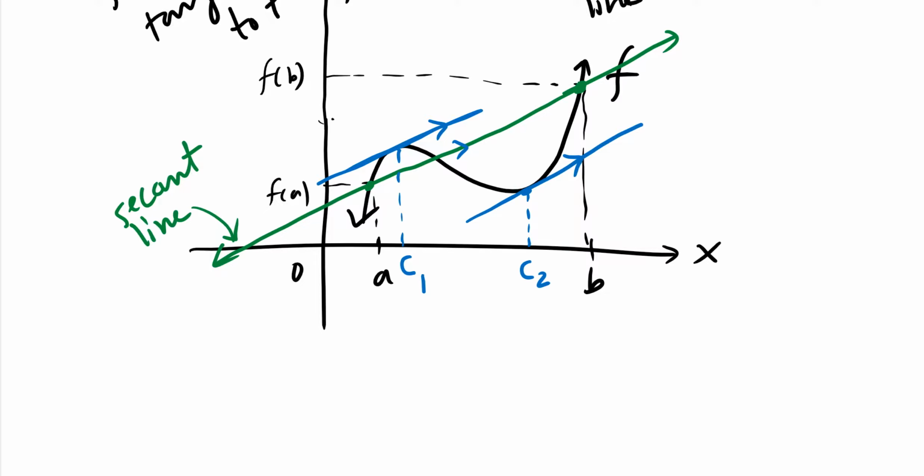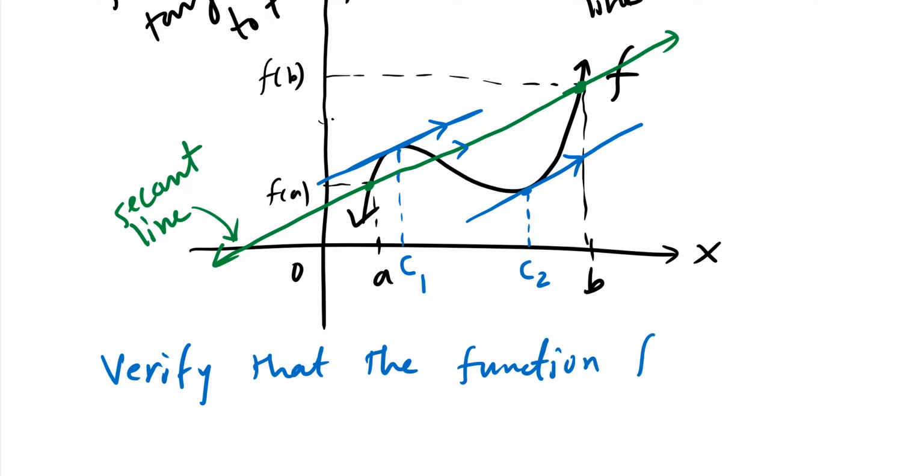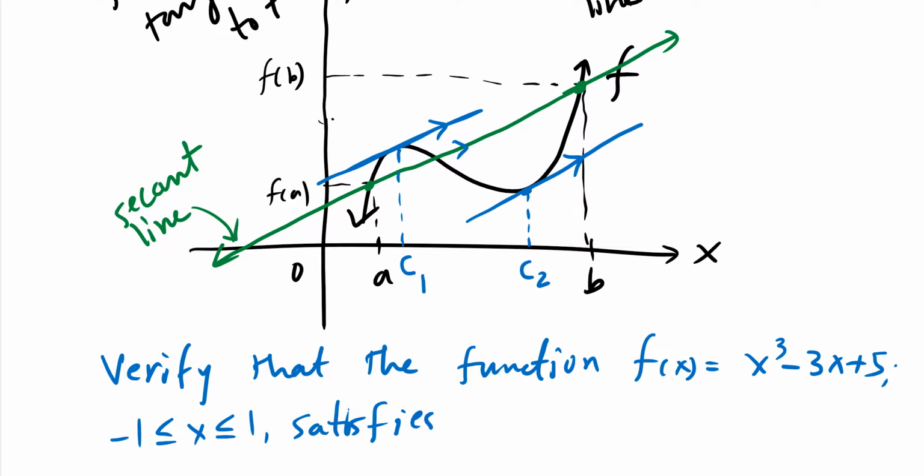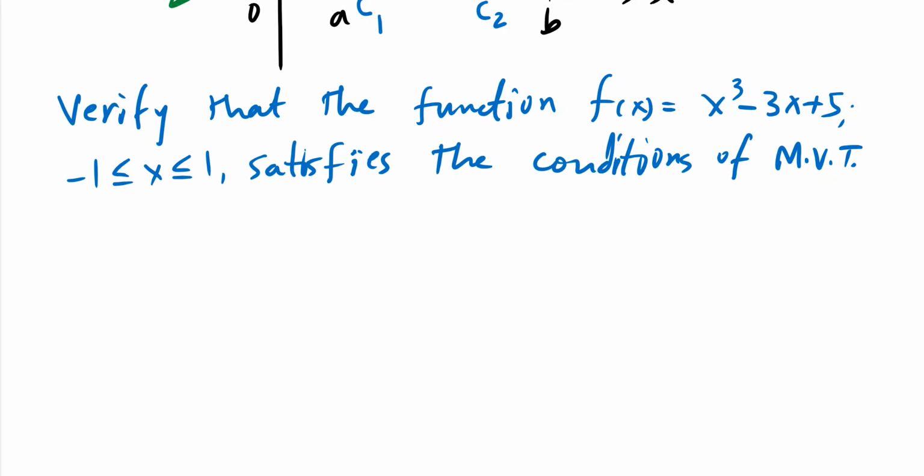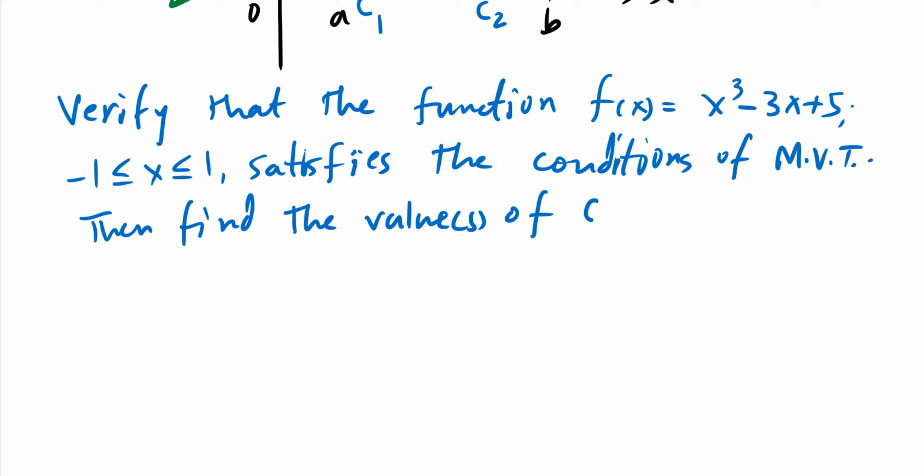How can we apply it here? Verify that the function f of x equals x cubed minus 3x plus 5, let's say over negative 1 to 1, satisfies the conditions of the mean value theorem, then find the value or values of C. So C is the constant.